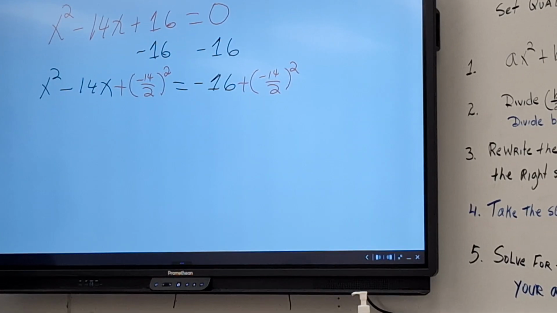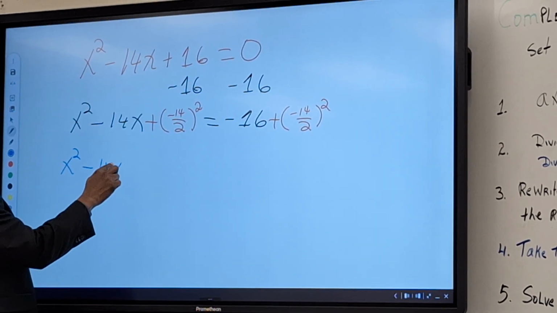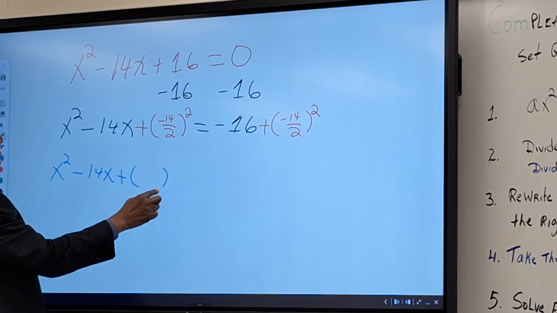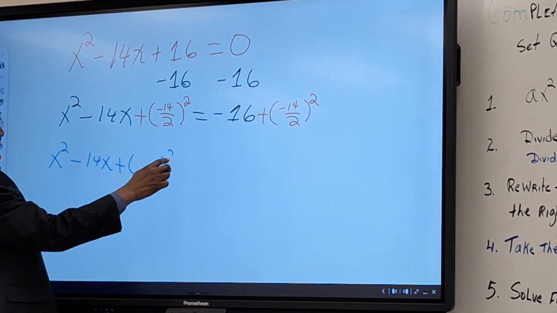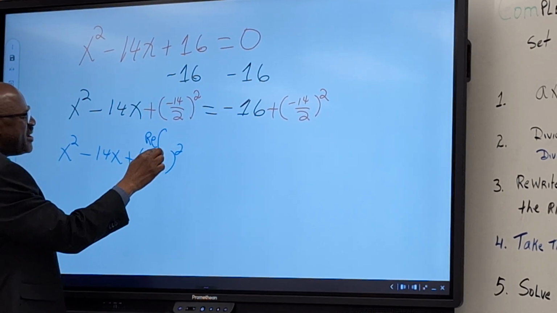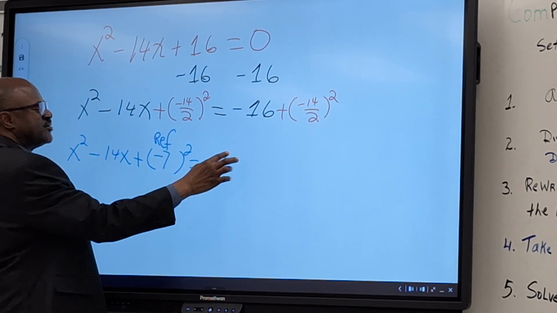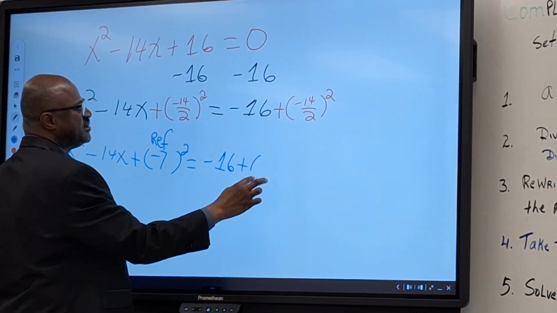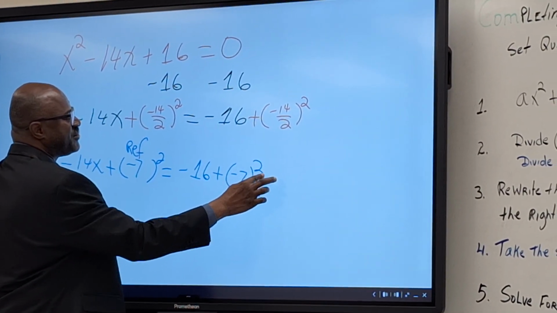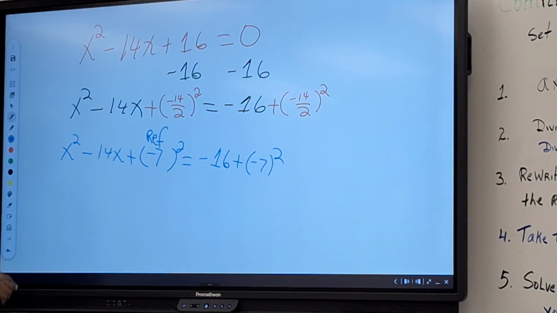So your next term, you will bring your x squared minus 14x. Then you simplify the parentheses. What is that? Negative 7. I'm going to use that later, right? So you bring your negative 16, negative 7, and you square it. Whatever we do on one side, we must do on the other side.